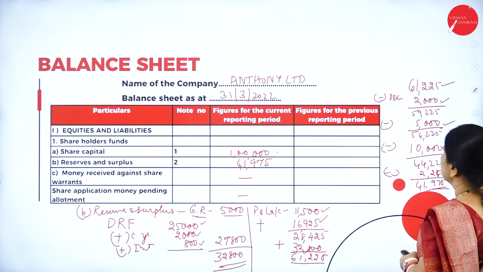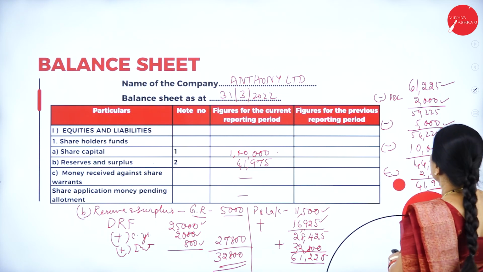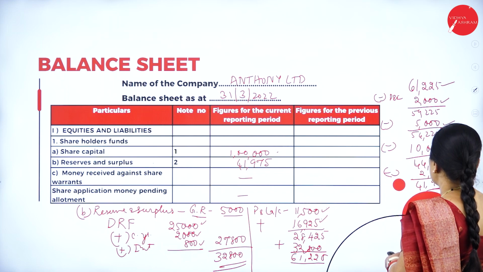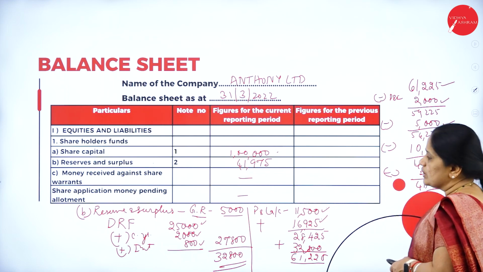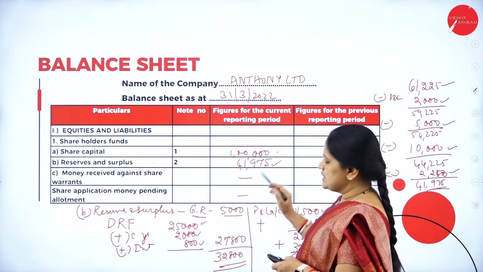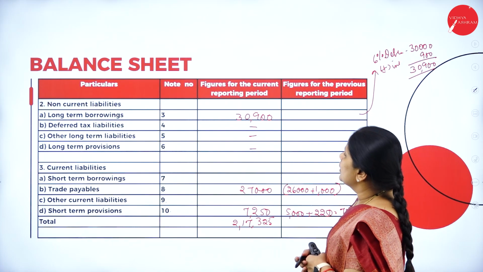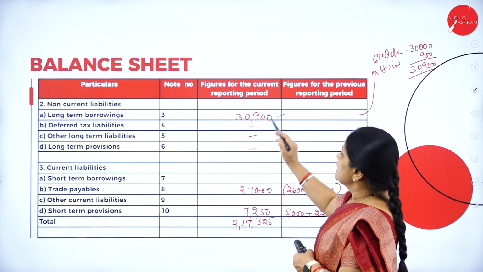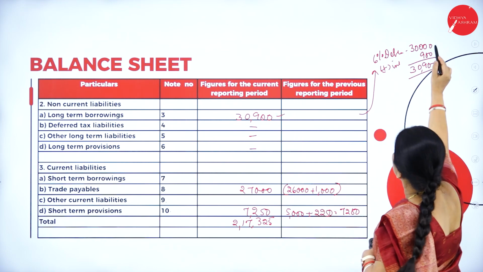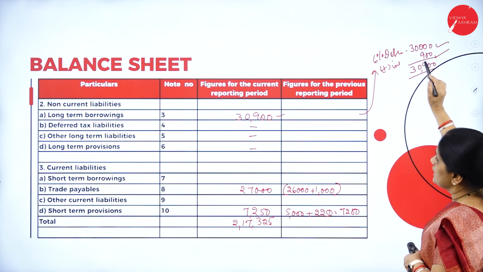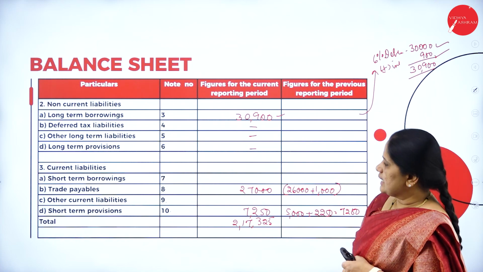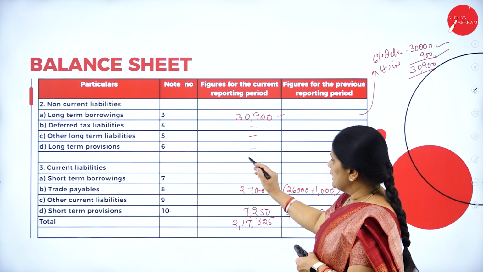Then this is the deferred tax liability 5,000. Then interim dividend. Then the tax liability. So I get 41,975. So in the next sheet, we have the long-term borrowings. The long-term borrowings means the debentures. So debentures 30,000 plus 900, 30,900. So we don't have anything here.